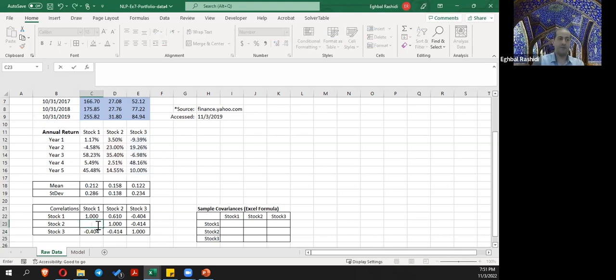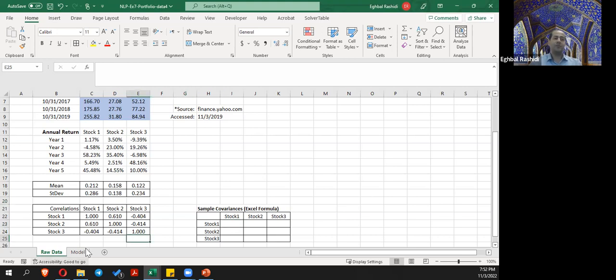Stock three and two. And I'm not going to do this one because you already know that these are equal. So this is my correlation for stock one and stock two. And I'm doing all of this to get the covariance. The covariance is important to get the variance of my portfolio so I can find the risk of performance.